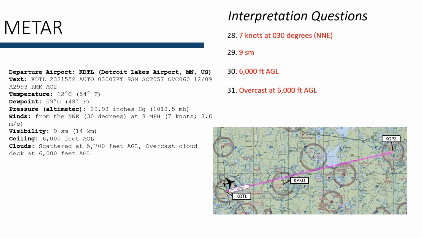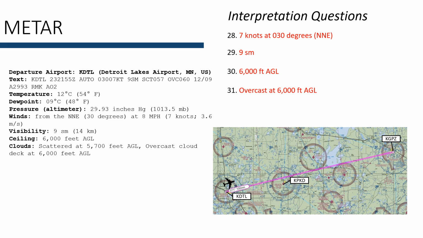Question 28. What is the wind speed and direction for your departure airport? The answer is 7 knots at 30 degrees from the north by northeast. Question 29. What is the visibility for your departure airport? The answer is 9 statute miles.